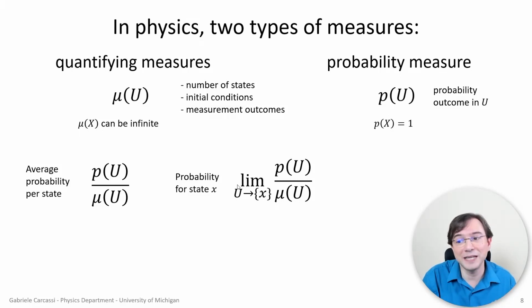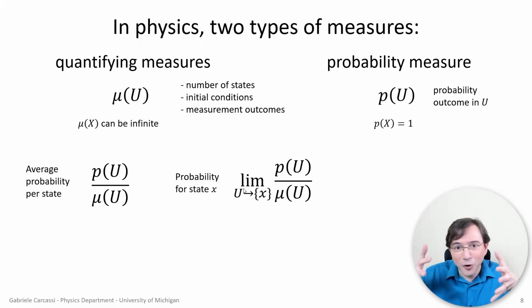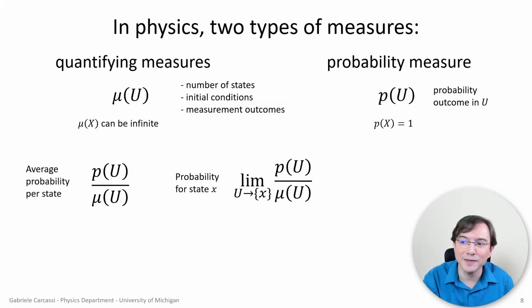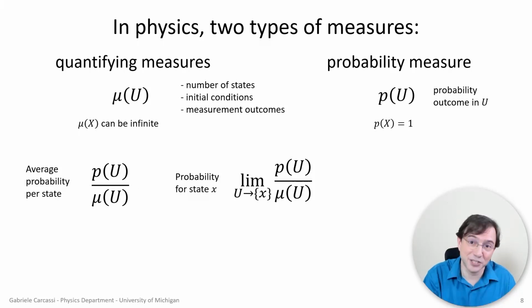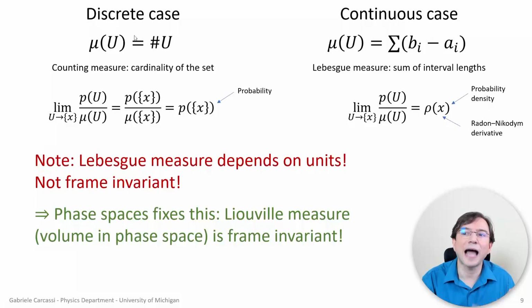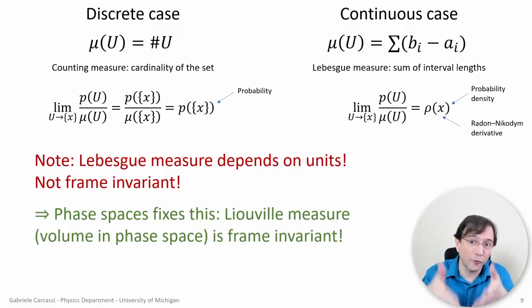And then the idea is that if we take that set U and we make it smaller and smaller until we get to only one element, then we are going to get the probability for that particular state. And this object that we can define in general is going to be slightly different depending on whether we are in a discrete space or a continuous space. So how does it work? Well, in the discrete case, the counting measure is really the cardinality of the sets. How many points are there? And so if we take this limit, and U corresponds to a single point, we are going to have the counting measure over a single point, which is 1. And therefore, this will correspond to the actual probability that you have for that particular point.